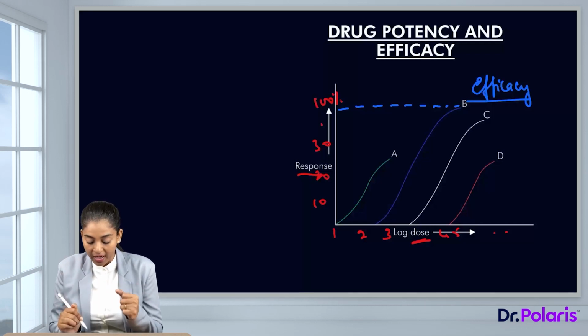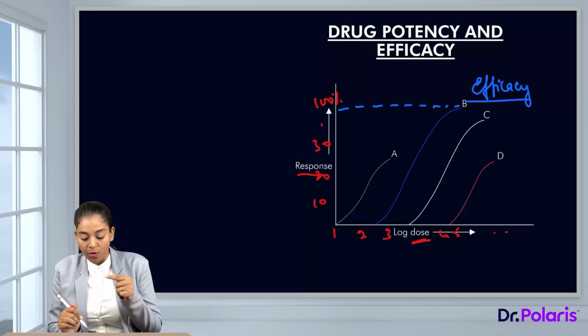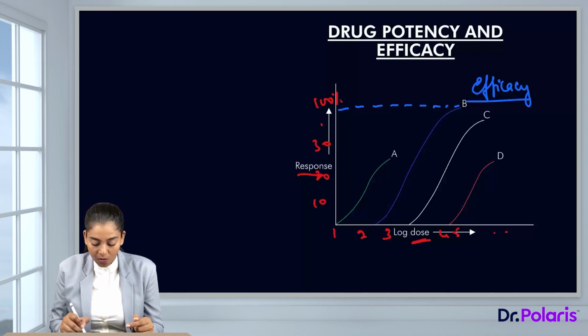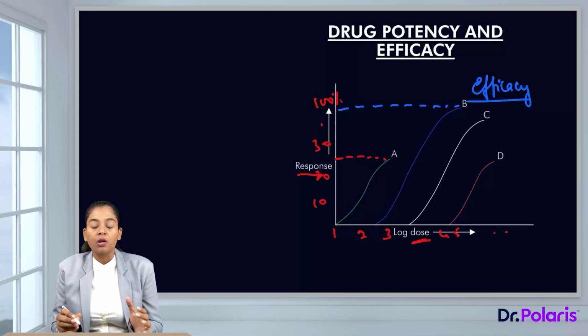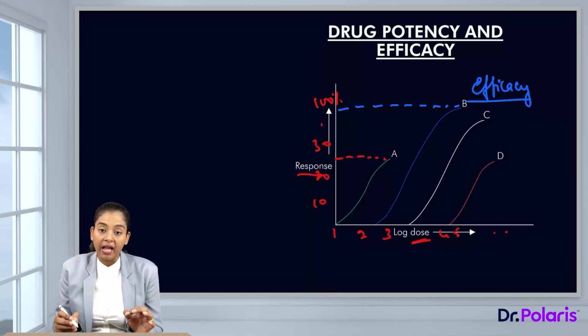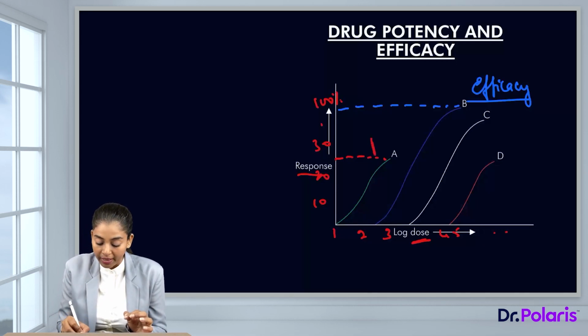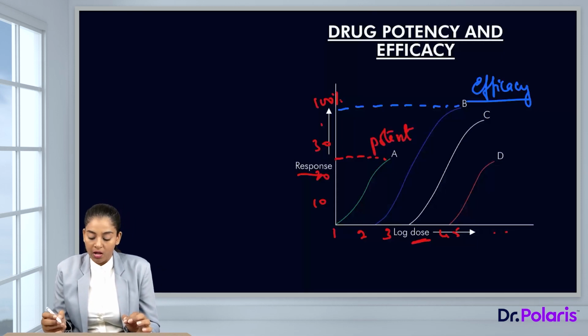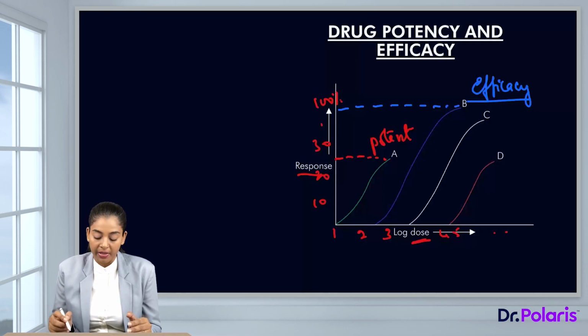Now here, which is the most potent drug? Which is the smallest possible dose? 1 mg is the smallest possible dose. So drug A, if you see, at 1 mg, it is producing some response. Some 30% response is seen. Correct? So out of all the 4 drugs, drug A is the most potent drug. Amongst all the 4 drugs, which is the most efficacious? Drug B. Most potent? Drug A.